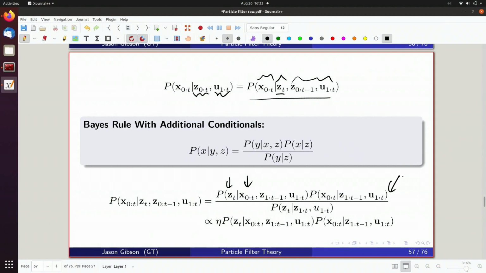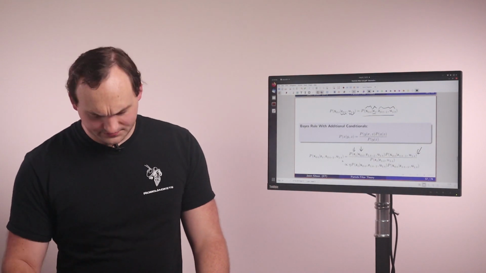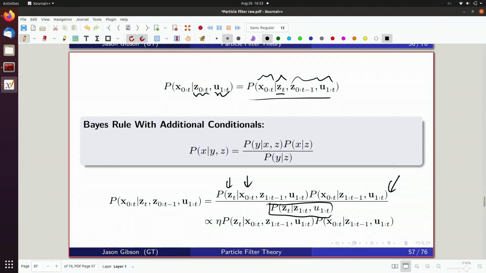The next thing we're going to do is talk about proportionality. So we're going to assume things are proportional to, that's what this symbol is saying. The reason we're doing that is because this thing on the bottom is hard to define. What is the probability of a sensor reading given prior sensor readings and prior controls? We don't really know how to calculate that. It also doesn't really make a lot of sense.